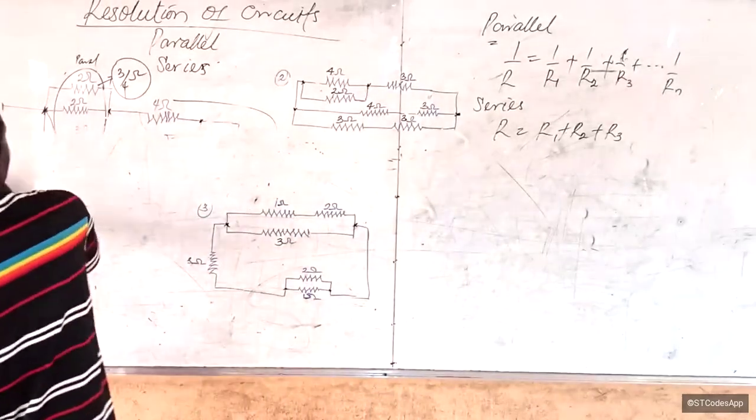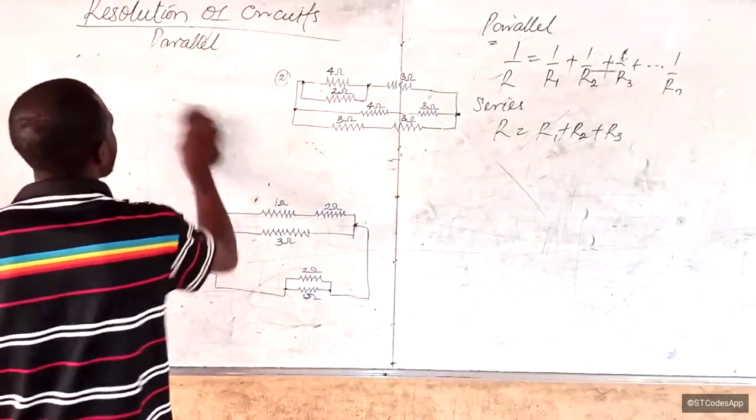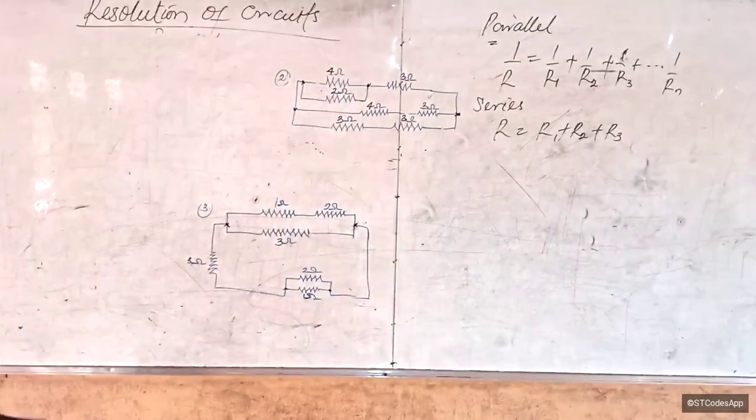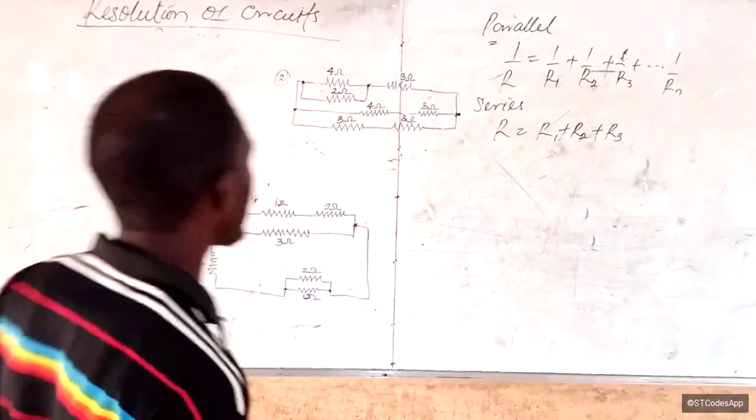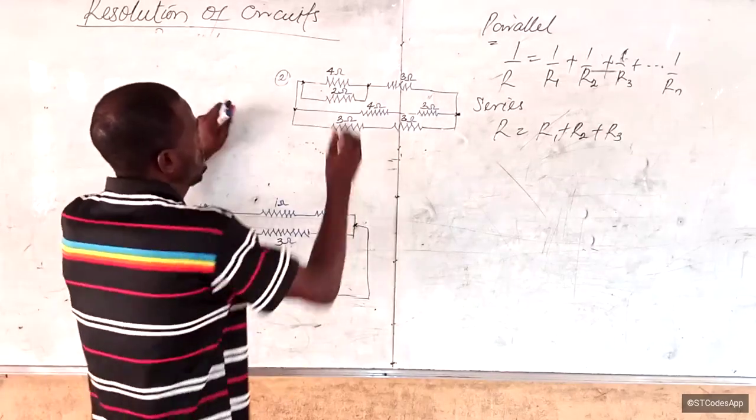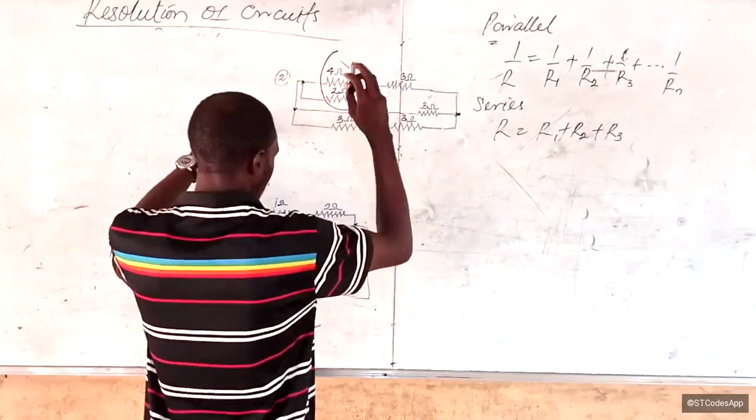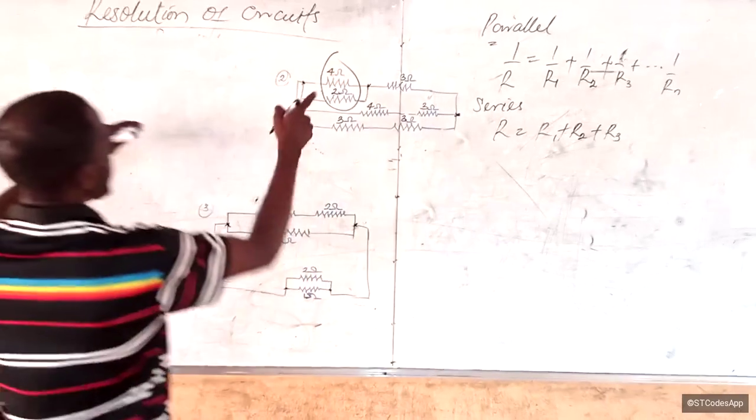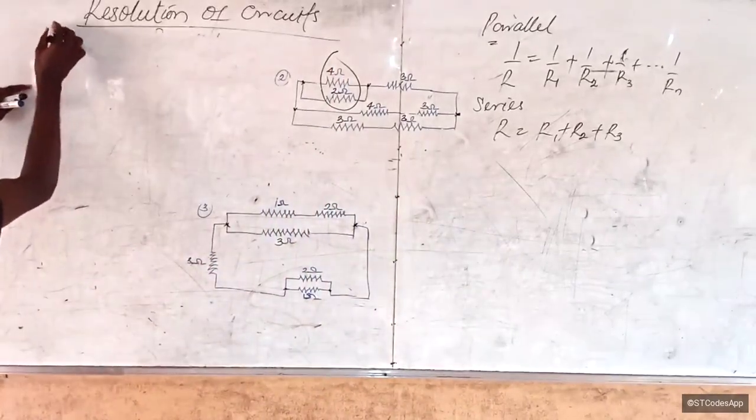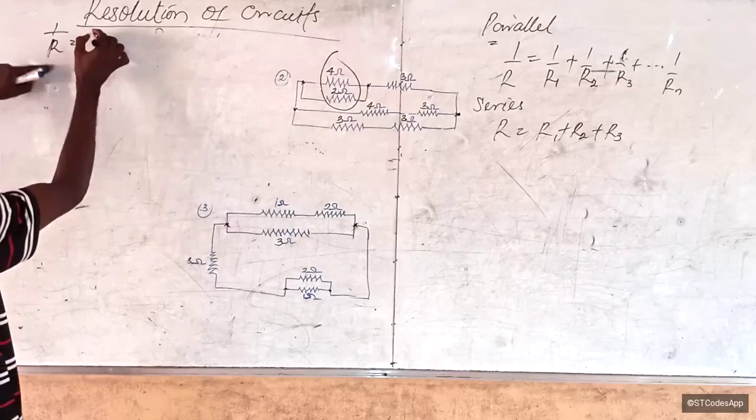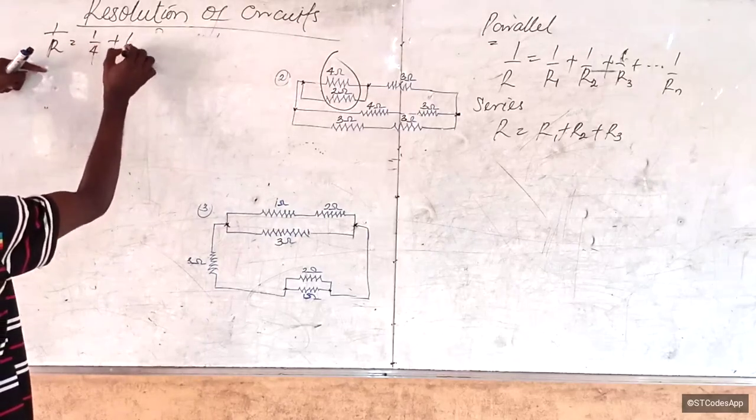But this second one, we messed it up. Yeah, we messed it up. So the first thing to do: which ones can we resolve together first? These two, they are in what? Parallel. So what you do is this. Let's resolve this in parallel. We have 1 over R equal to what? 1 over 4 plus 1 over 2.